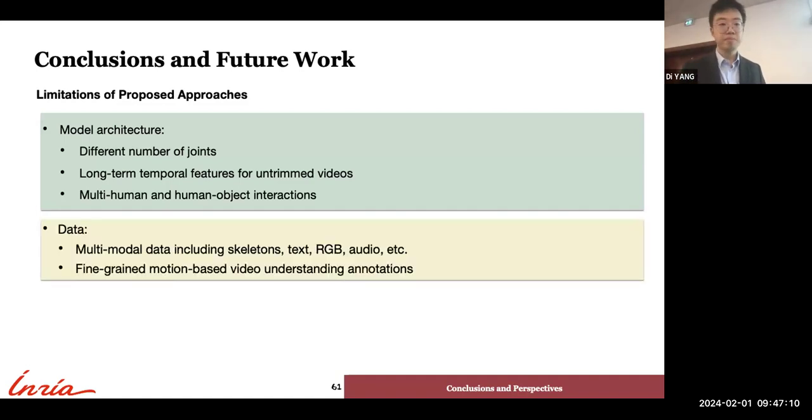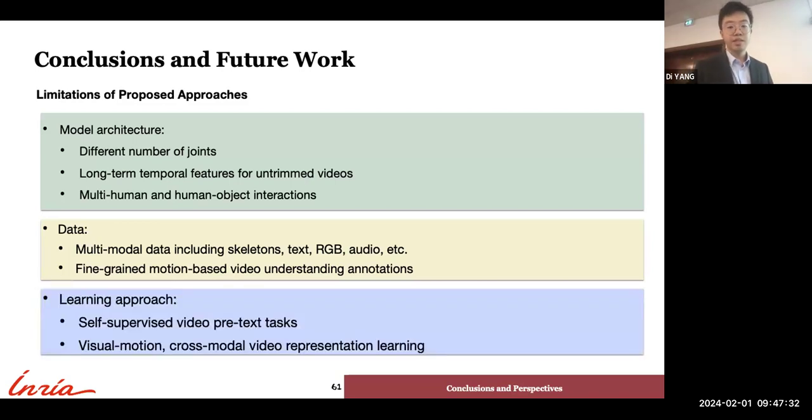And we have to process multi-people and human-object interactions by combining both skeleton representation and RGB representation. And at the data level, multi-modal, if we want to generalize our model to more multimodal settings, we should generate more data, including all the modalities like skeleton, text, RGB, and audio, etc. And for the learning approach, we are aiming at designing more effective self-supervised video-based pretext tasks, or the cross-modal learning along motion, language, and RGB for contrastive learning.